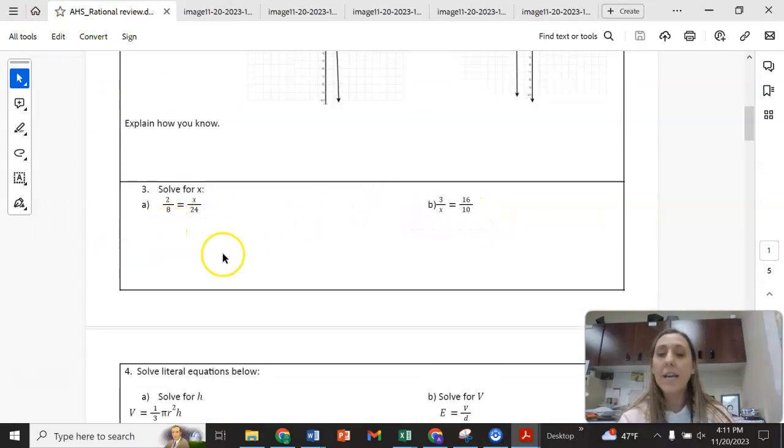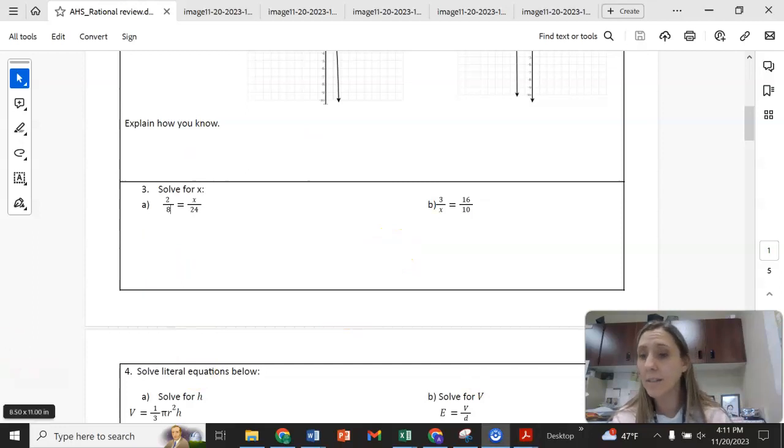We want to solve. What I would do is find the common denominator. The lowest common multiple between 8 and 24 is 24. So I'm going to multiply top and bottom by 3, and then I'm going to solve it. So go ahead and hit pause. Try that one. And for this one, we want to undo the division. So we're going to multiply both sides by x, and then we'll multiply both sides by 10. So go ahead and hit pause and do that.